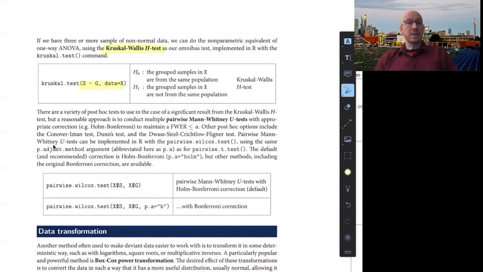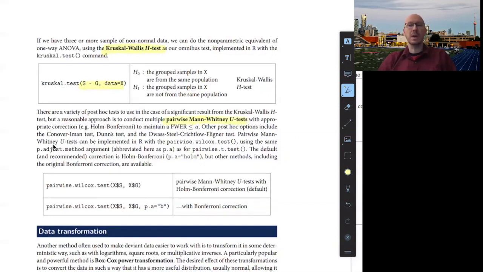Once you do that, then you want to look at the appropriate post hoc test. There are various ones that we can use, but the simplest, most straightforward to use is again the Mann-Whitney U-test, but this time a pairwise version of it.